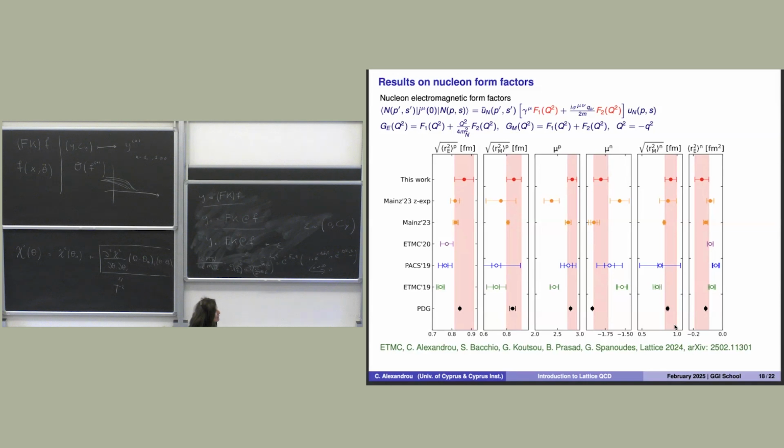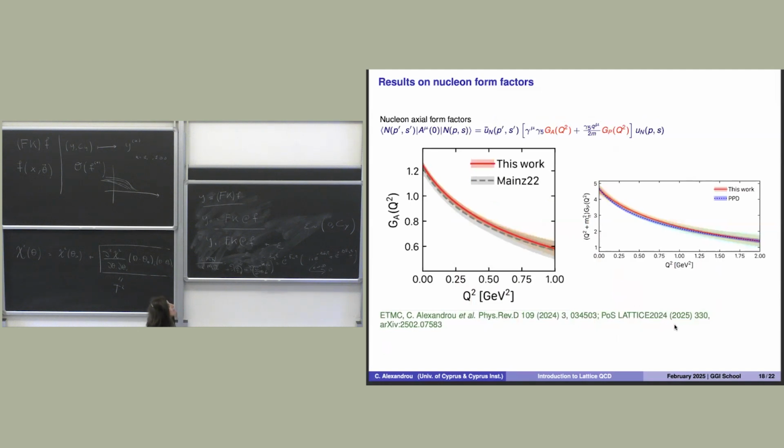So having demonstrated now that we can get the electromagnetic form factors, we can go and get the axial form factors. So these are the axial form factors. This is how our work compares to the Mainz results, CLS. These are CLS configurations, perfect agreement after taking the continuum limit. And this is the pseudoscalar where we really don't have experimental data. So these are predictions now coming from lattice QCD.